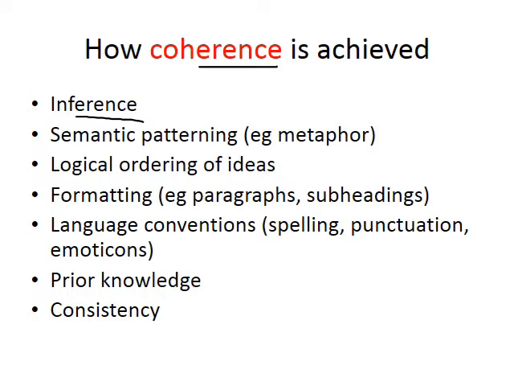Logical ordering of ideas, also the formatting, so paragraphs, subheadings, things like that. The things also that contribute to coherence are, again, your prior knowledge, so closely related to inference and a reader's cultural knowledge. But even if you're really stretched for things, you can talk about language conventions or consistency. The fact that it adheres to standard English contributes to the coherence of the text. The other thing that's not on my slide is the fact that cohesion contributes to coherence. So if the text is cohesive, it's more likely to be coherent.